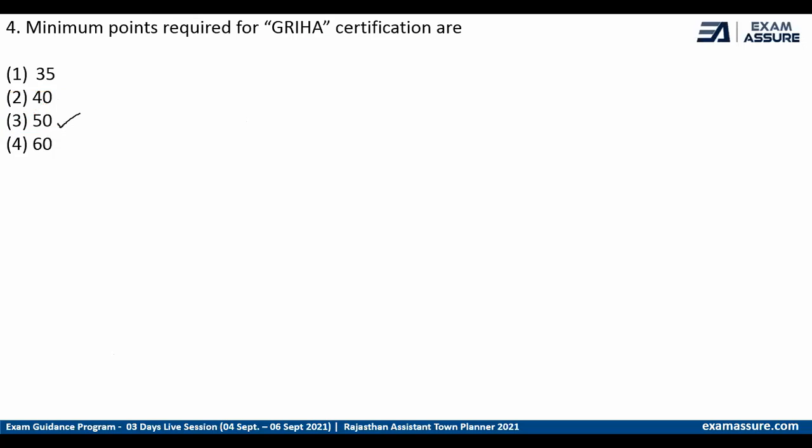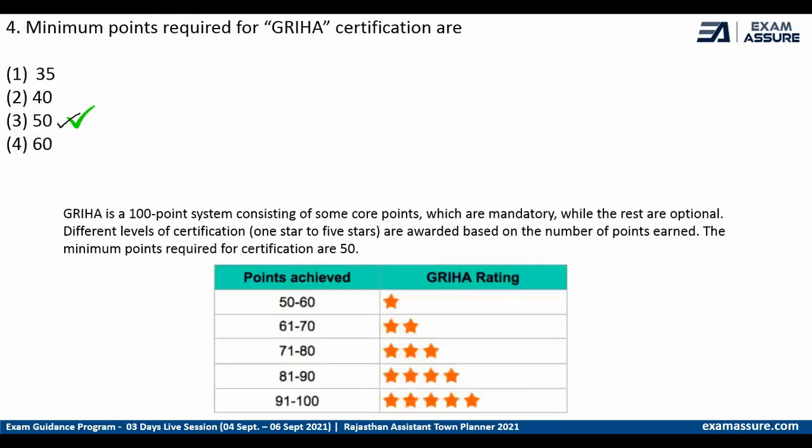Now let's move on to the next one. So this is the rating system. Minimum 50 is required for a single star. And sometimes they might ask you for a different range, so you can also keep that in mind.